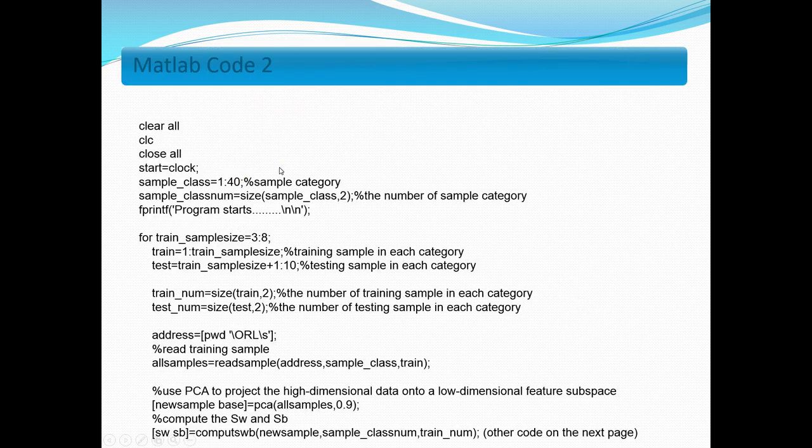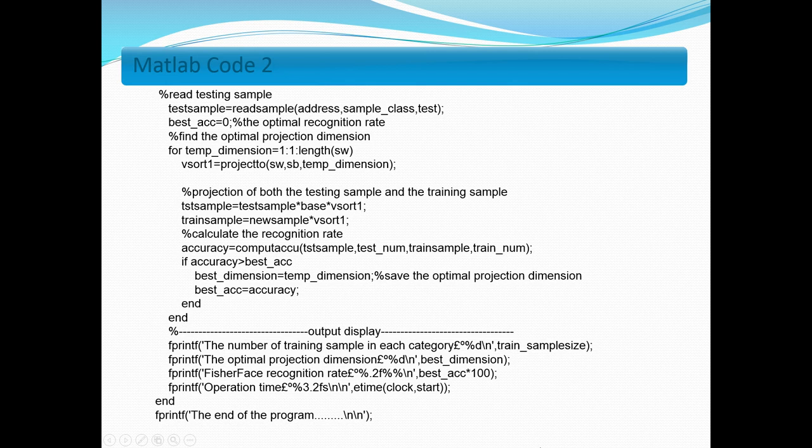Here is the main MATLAB code. In this code, there are some key steps. Firstly, PCA is used to project the high-dimensional data onto a lower-dimensional feature subspace, and then LDA is used to get the feature face from the lower-dimensional feature subspace. And then the program will compute the accuracy of the program, which is the face recognition rate. Finally, the program will display all the following parameters, like the number of training samples in each category, optimal projection dimension, recognition rate, the accuracy, and the running time of the program.